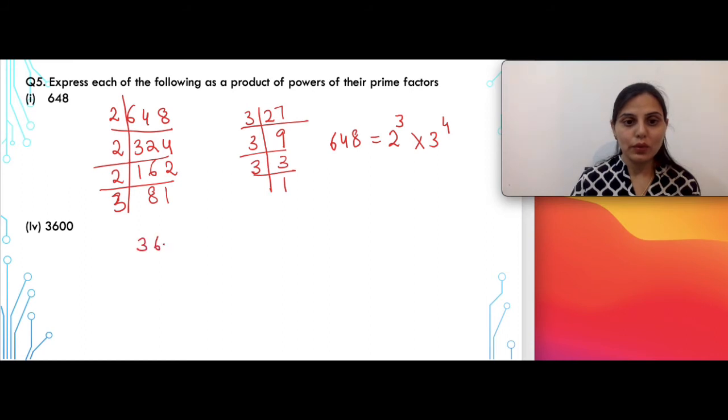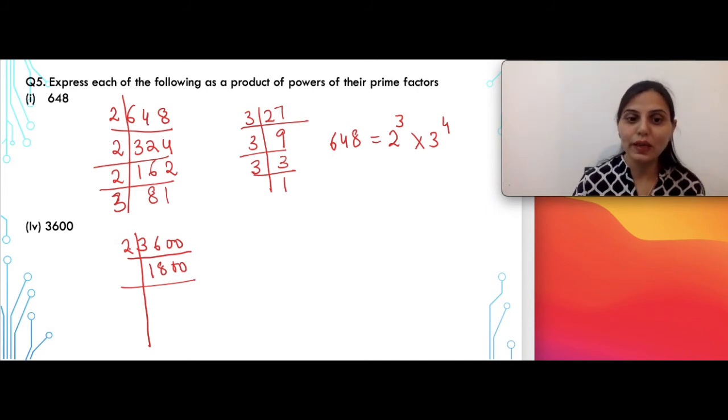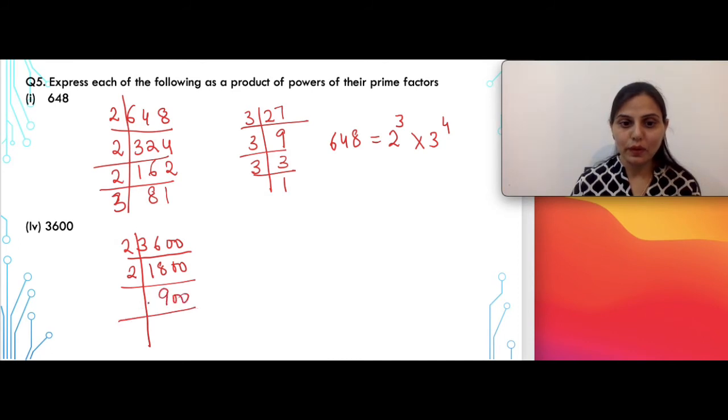Similarly, moving on to the next one, 3600. Again, the number at units place is 0. So let's start with the table of 2. 2 1800s are 3600. This is also a similar method. 3600 is divided by 2 and then we get 1800. 2 900s are 1800. 2 450s are 900.